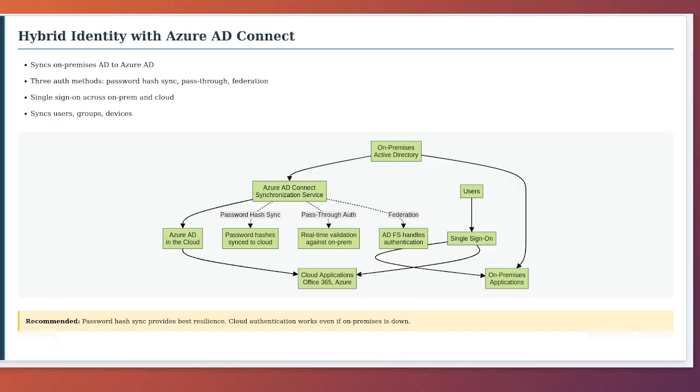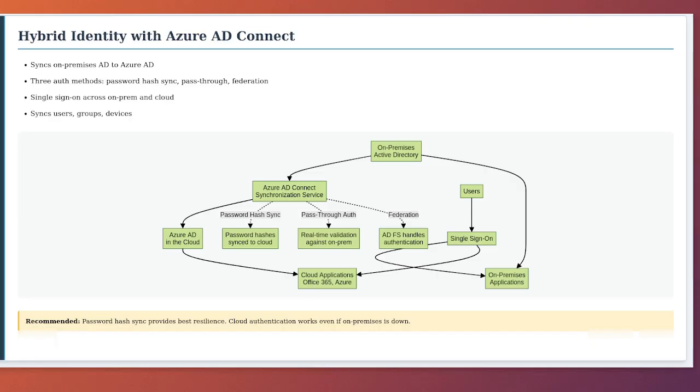It can sync groups, allowing you to manage group membership on-premises and have those groups available in Azure AD for assigning access to cloud resources. It can sync contacts for your global address list. It can sync device objects for hybrid Azure AD joined devices that are both domain joined to on-premises AD and registered in Azure AD. This comprehensive synchronization enables hybrid scenarios where resources and management span on-premises and cloud.